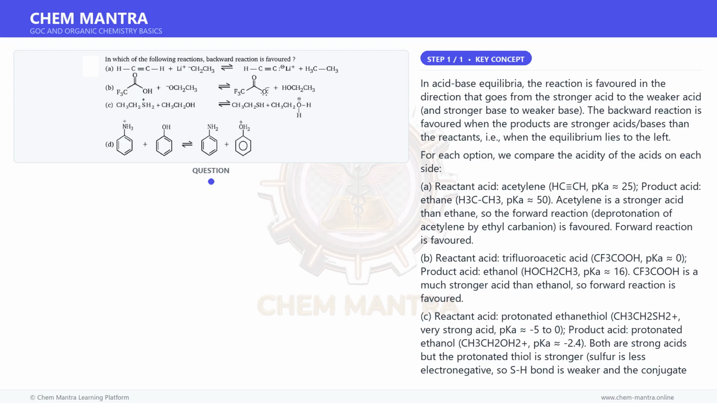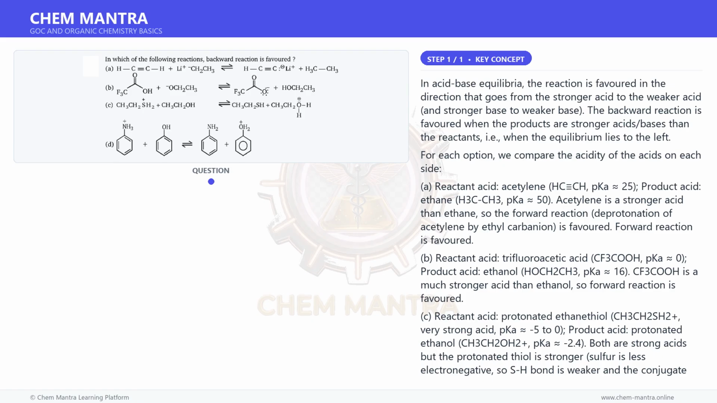Wait, the proton transfer is from PhNH3+ to PhOH. No, PhNH3+ plus PhOH gives PhNH2 plus PhOH2+. Here PhNH3+ donates a proton to PhOH, which acts as the base. But PhOH is a very weak base. The conjugate acid PhOH2+ has pKa -6, making it a very strong acid, much stronger than PhNH3+, pKa 4.6.